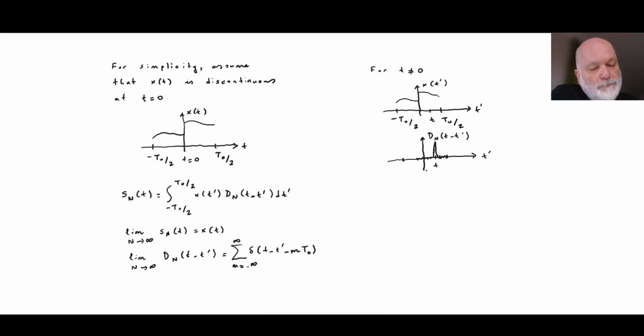Therefore, the integral of Sn of t will be approximately equal to x of t for larger values of n, for large n. That means the Dirichlet kernel will sample the value of the signal x of t prime at t prime equal to t.